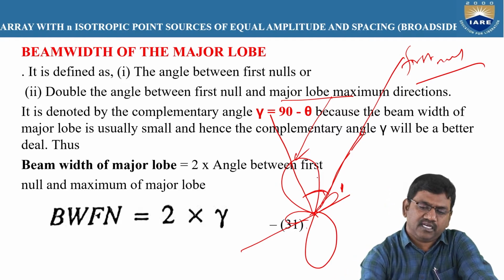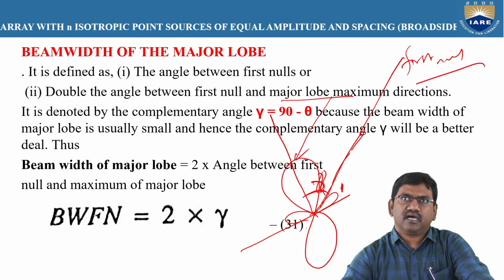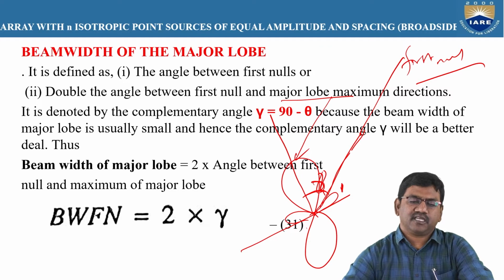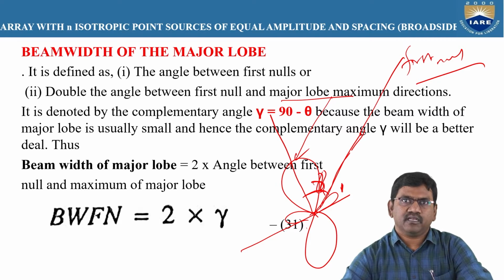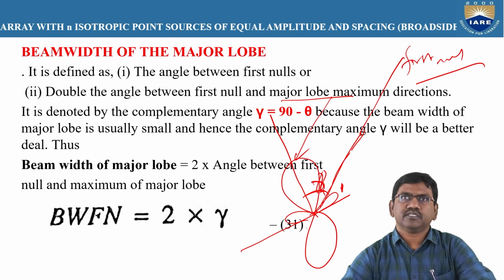So this angle, let us assume as gamma. The angle between the first null and the major lobe maxima is assumed as gamma. 2 times the gamma is nothing but the beam width between the first nulls, which is equal to 2 into gamma.